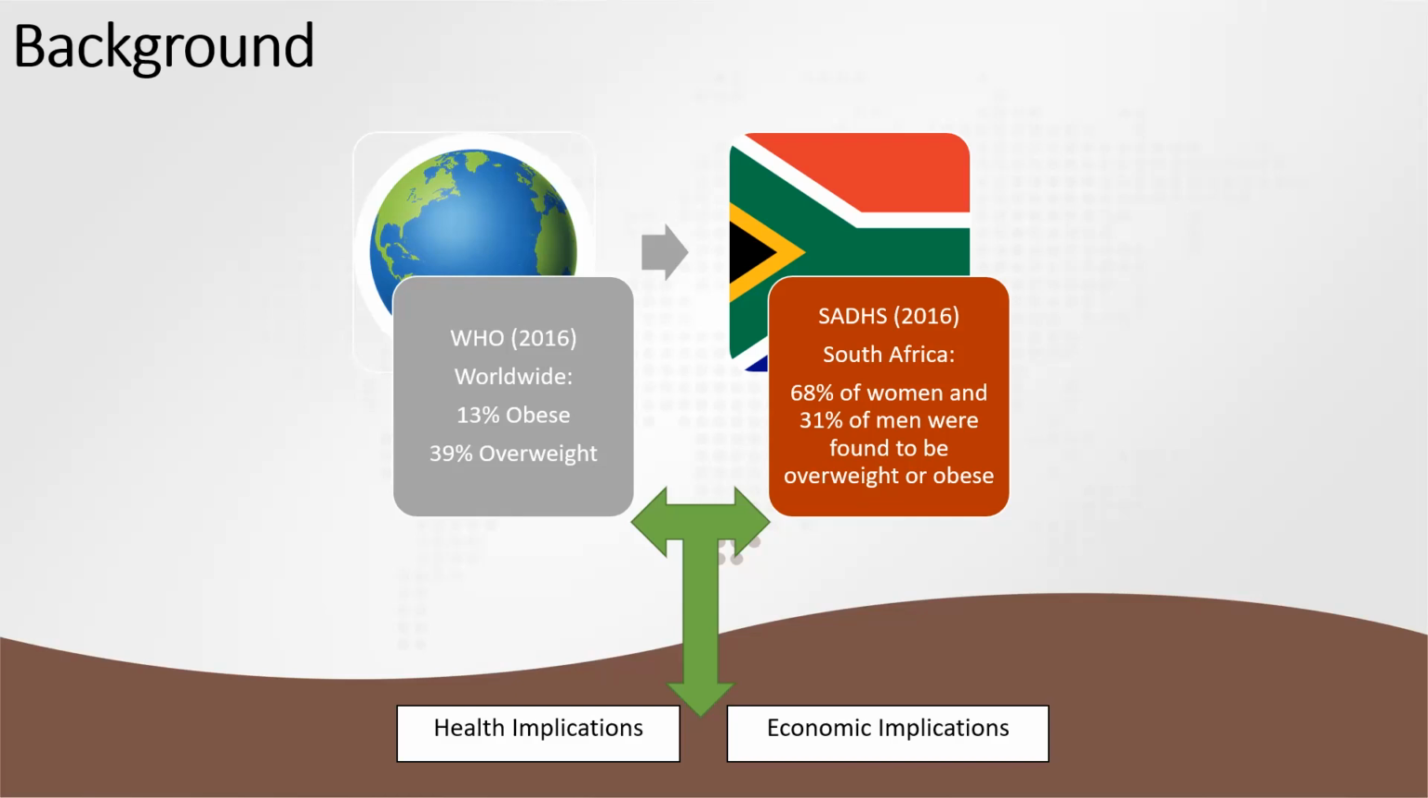Obesity has significant health and economic implications. In terms of health, it can affect an individual's quality of life, their immediate health, and their long-term health. And in terms of its economic implications, for example, in South Africa, between 2006 and 2015, the accrued losses to South Africa's GDP from heart disease, diabetes, and strokes alone were estimated at 1.88 billion US dollars.